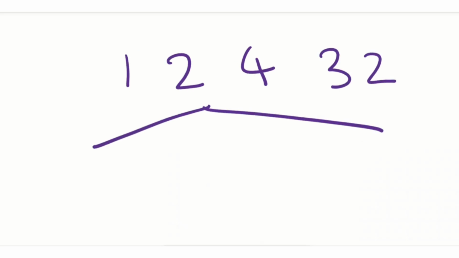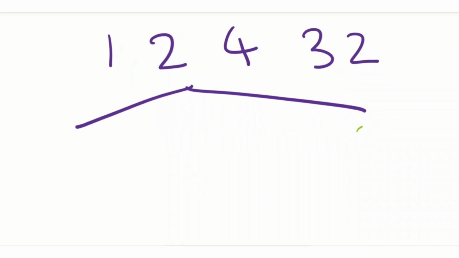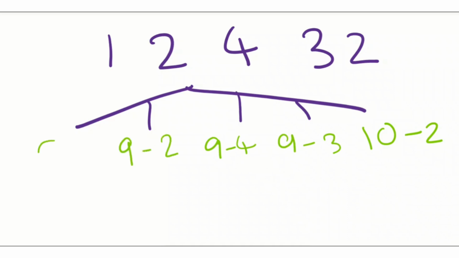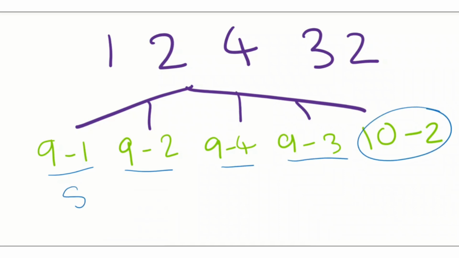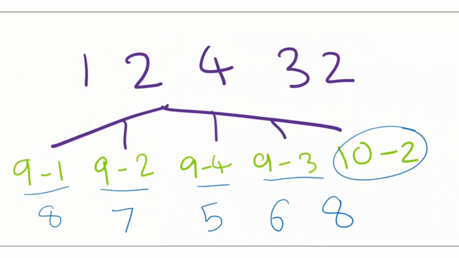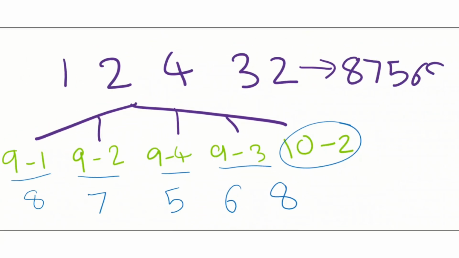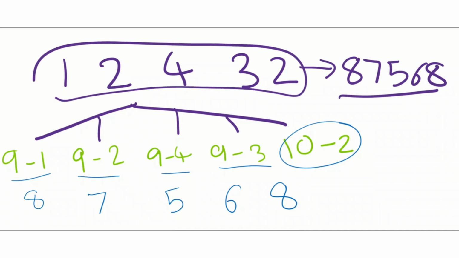So if you find out the Nikhilam of 12432, you get the ones digit is 2. So 2 will be subtracted by 10. So 10 minus 2, 9 minus 3, 9 minus 4, 9 minus 2, and 9 minus 1. Right, so the rest of the digits are subtracted by 9, while the last digit is subtracted by 10. So you get 9 minus 1, 8, 9 minus 2, 7, 9 minus 4 is 5, 9 minus 3 is 6, and 10 minus 2 is 8. Putting this together, you get 87568, which is also the answer for 1 lakh minus 12,432.